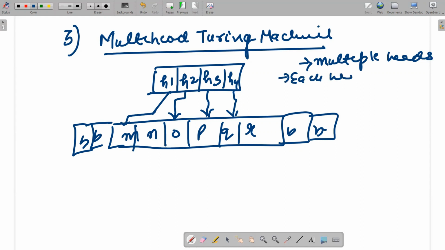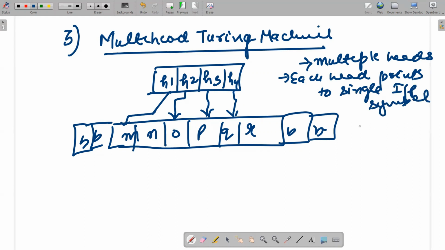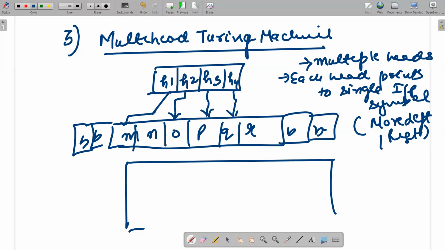Each head points to a single input symbol. So whatever direction they want to move, whether they have to move from left or right, right? So these actually will be placed in tracks. So all your inputs will be placed in tracks. So how they will be placed?